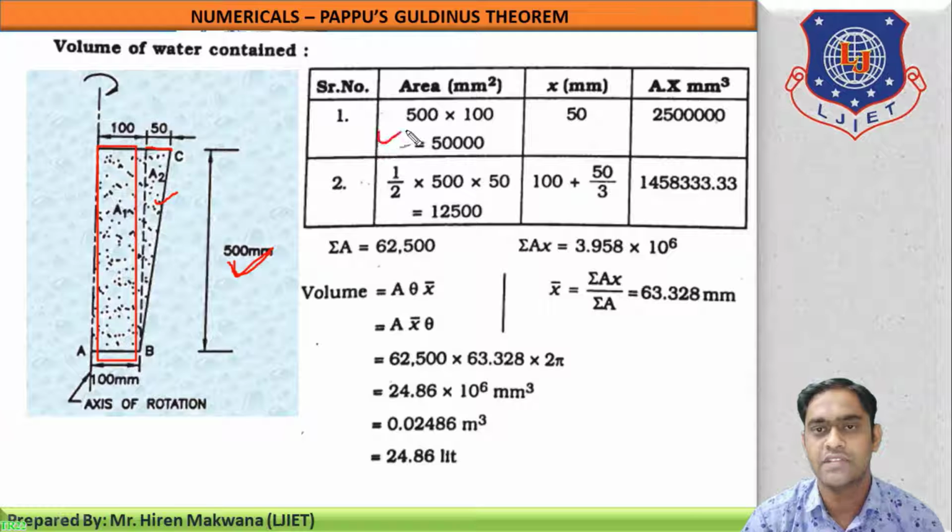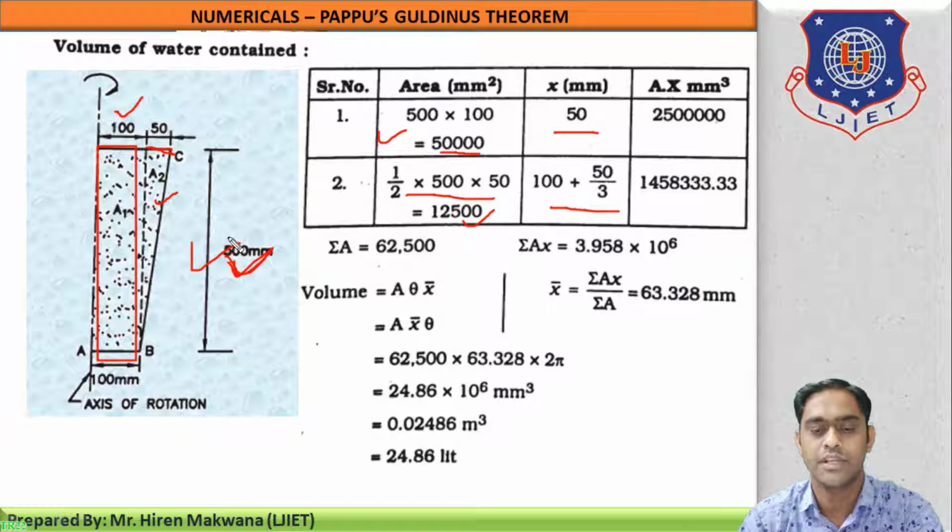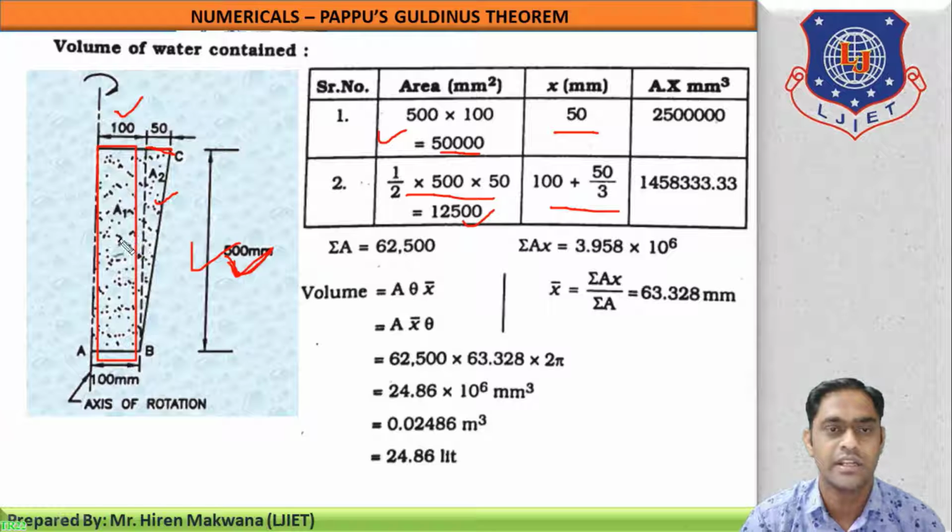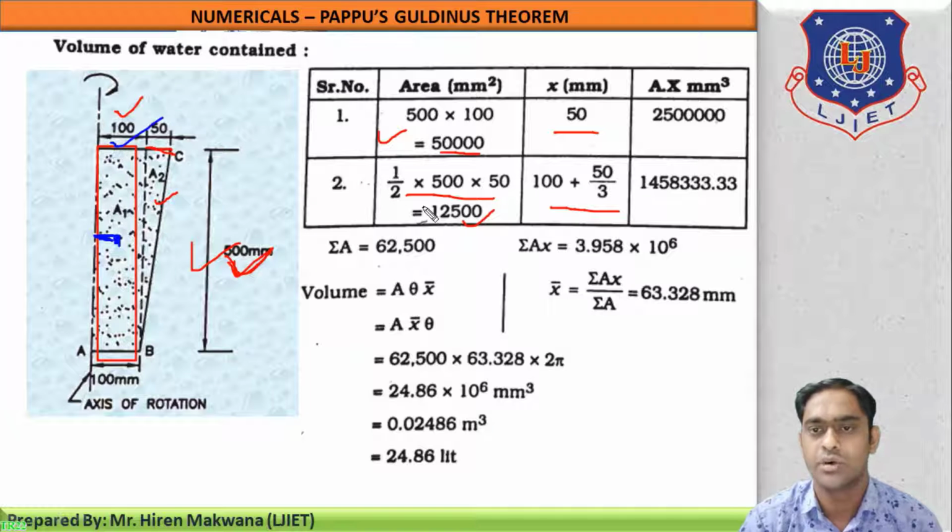Let us calculate the areas first. For the rectangle, area will be 100 into 500, which is equal to 50,000 mm square. What is the area of the triangle? It will be 1/2 base into height. So base is 50, height is 500. So 1/2 into 500 into 50 is equal to 12,500. What is the x coordinate of the CG? For the x coordinate of the CG, concentrate over here. In this rectangle, CG will be at the center. So x coordinate is equal to 100 by 2, so 100 by 2 is equal to 50 mm.